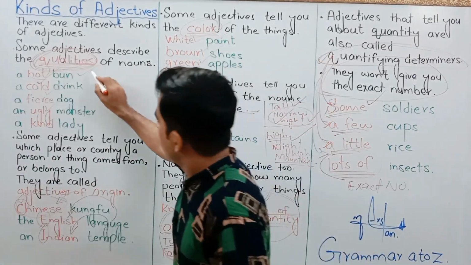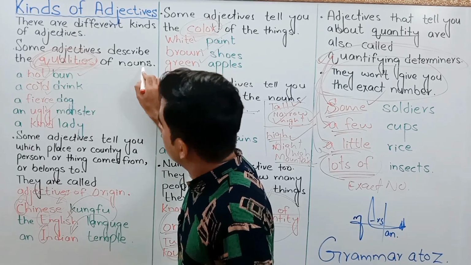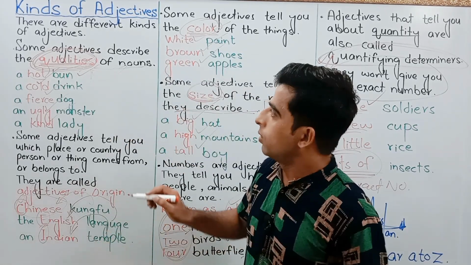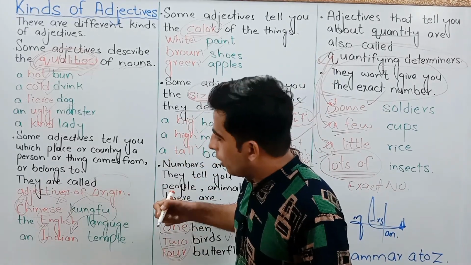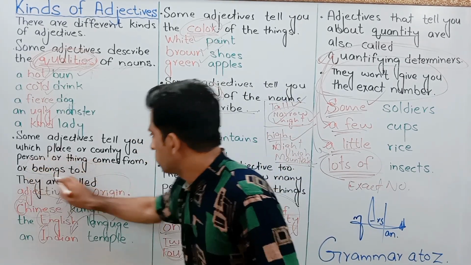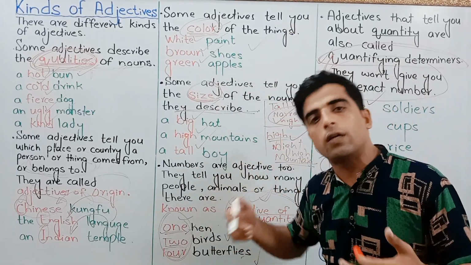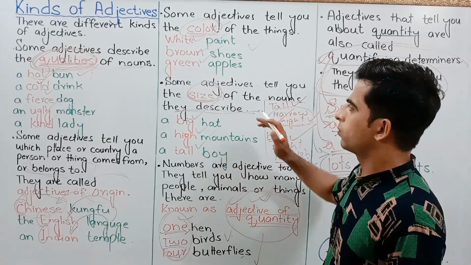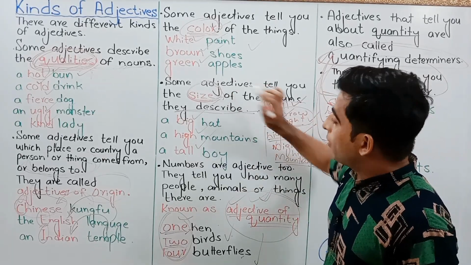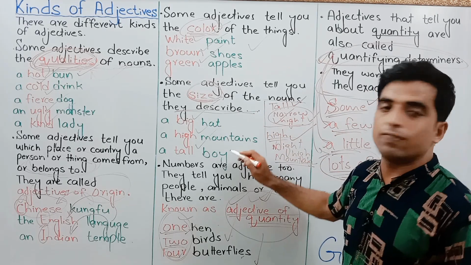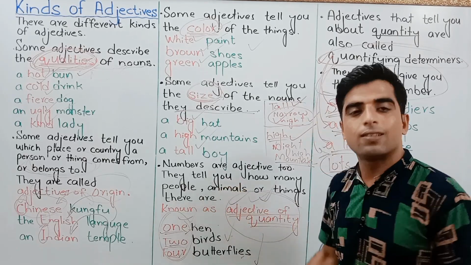Recap. Qualities. When an adjective describes the qualities of a noun, we can say it is an adjective of quality. Adjective of origin told us where the person or thing belongs to. Adjective of color shows us the color of the thing, the color of the animal, the color of the person. For example, I got brown skin. Adjective of size told us the size of the thing, whether bigger, small, thinner, whatsoever. Adjective of number tells us the number.